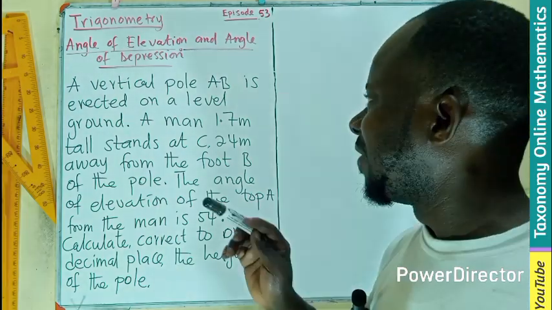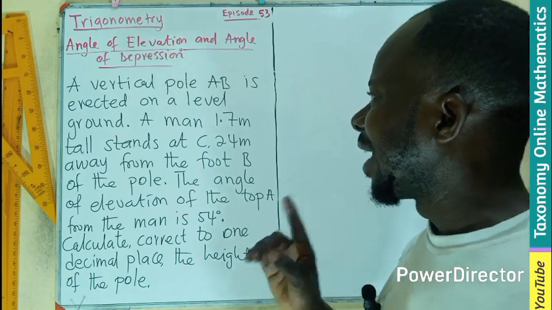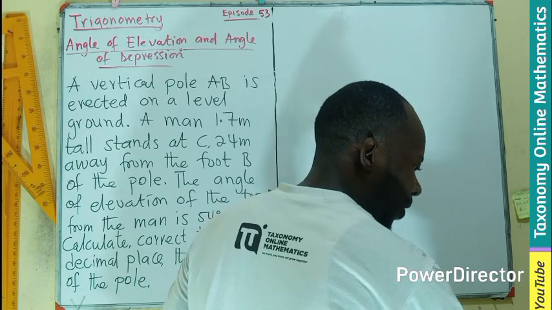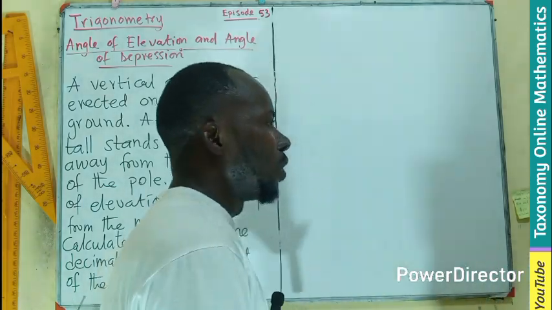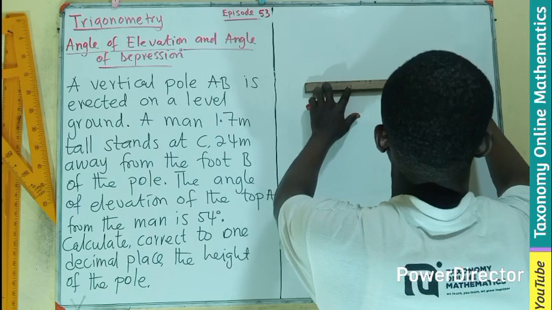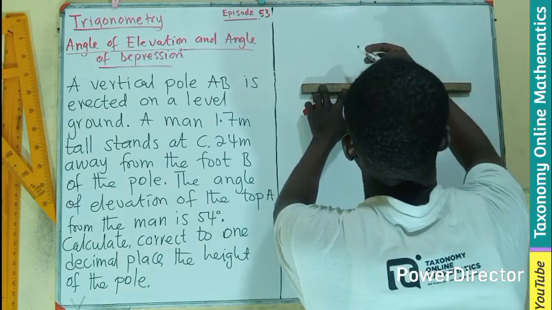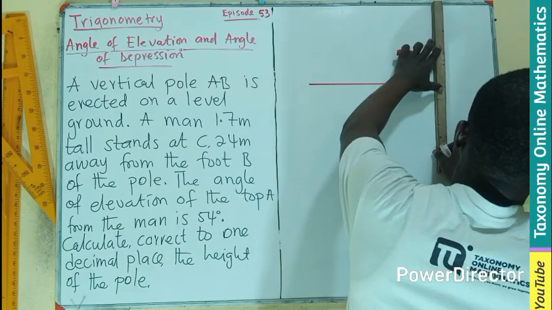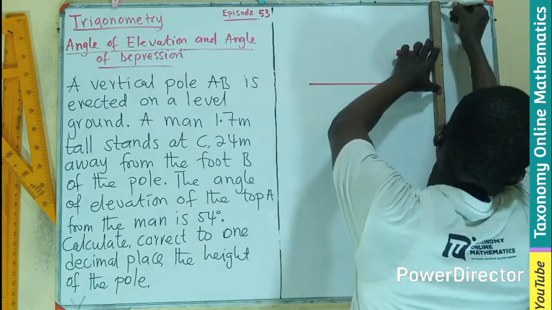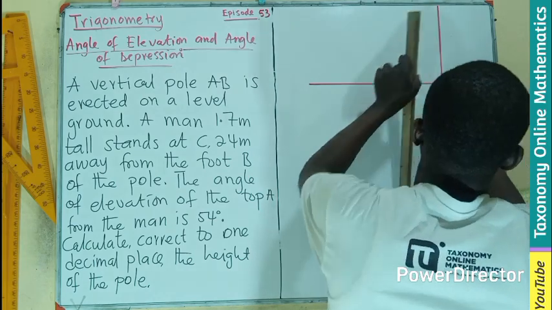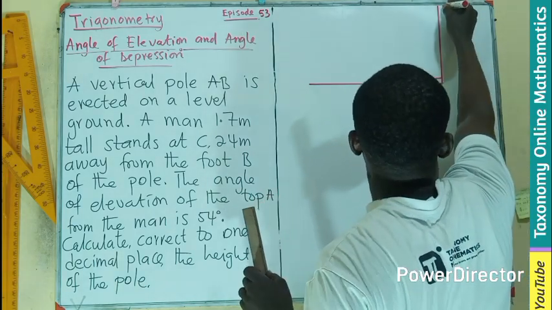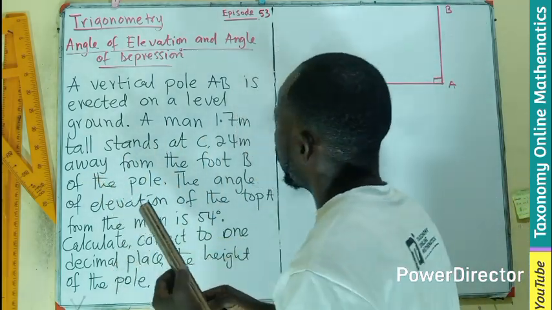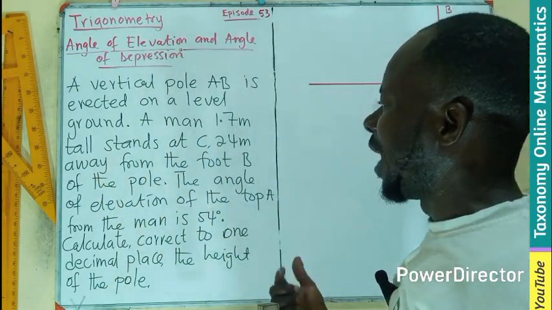So let's see. A vertical pole, which is AB, is erected on a level ground. Let's take it as we are moving. If we are having a pole, there's going to be a ground. So we indicate the ground. Then the pole is also indicated, forming an angle of 90 degrees with the ground. So this is A, B. A vertical pole AB is erected on a level ground.